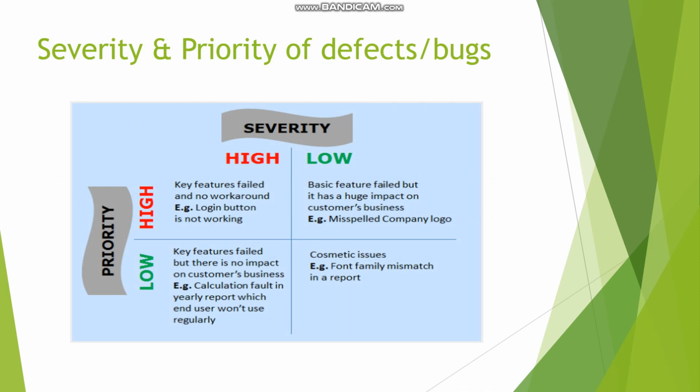Then severity and priority of defects. High severity, high priority: key features failed and no workaround. Example: login button is not working. That is high priority, high severity. Then the example of high priority and low severity is a basic feature failed but it has a huge impact on the customer's business, such as a misspelled company logo. That is high priority and low severity.